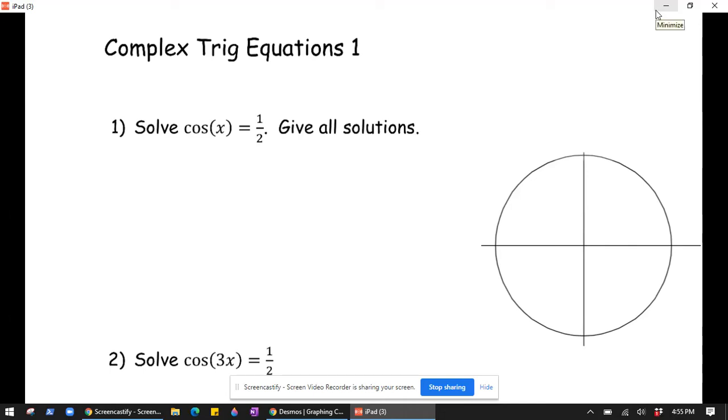All right, in this video, we're going to look at working our way towards more complicated trig equations. So let's start with this one here. Cosine of x equals 1/2, and we're expected to give all solutions. So one way to do this is to remember that cosine is the x-coordinate of a point on the unit circle. And if we want that to equal 1/2, then visually we might just go to where 1/2 is.